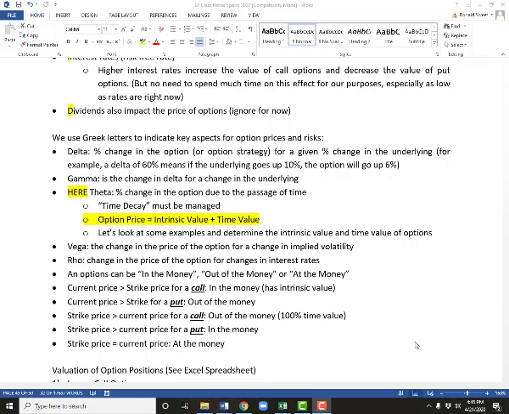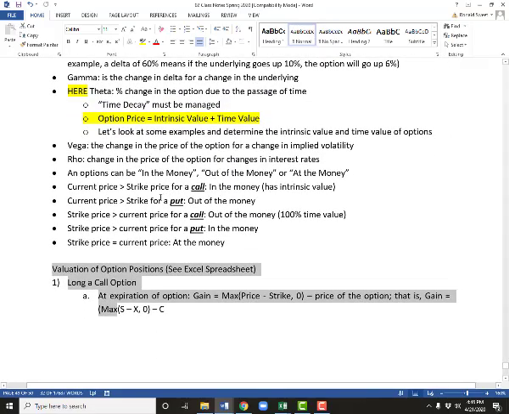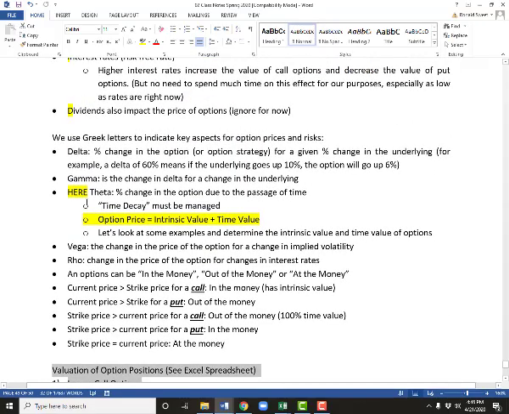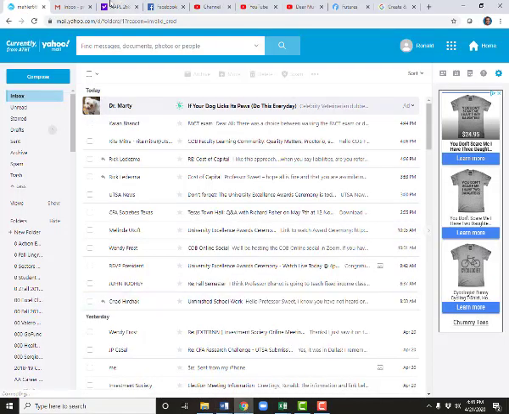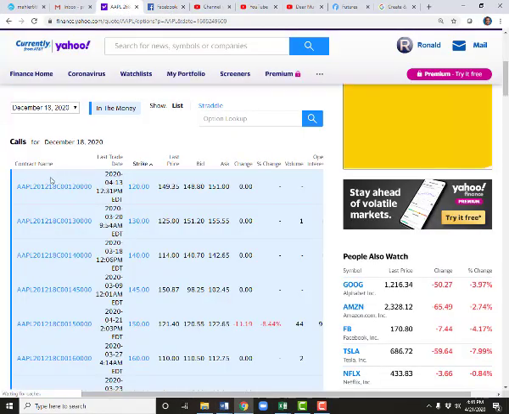So we want to get into the math of this. We've got a couple of classes here, so we'll take our time to make sure we really understand this. But it starts back with this idea of intrinsic value versus time value. So an option price, that $14 I showed you for Apple, or $15 I guess now for Apple.